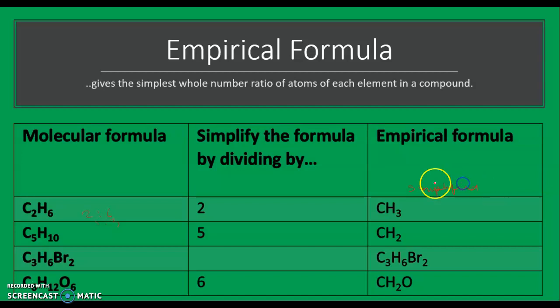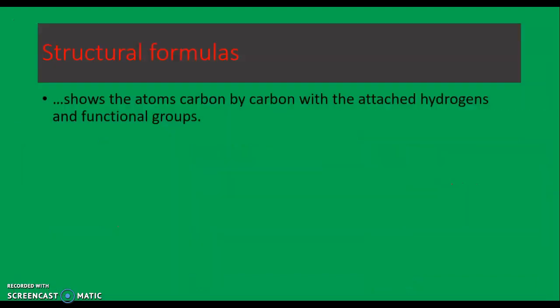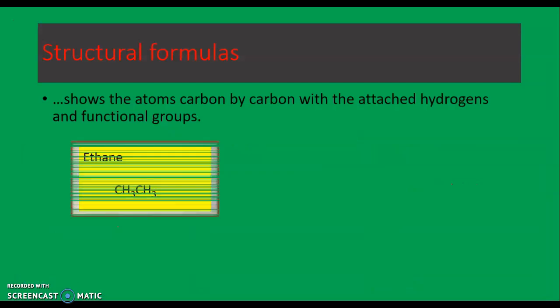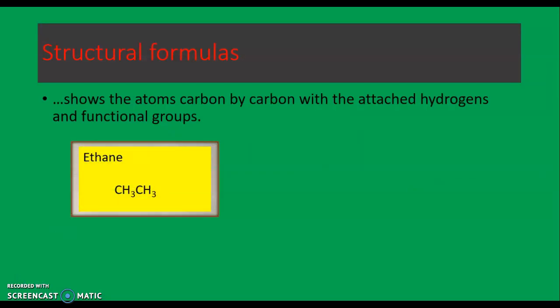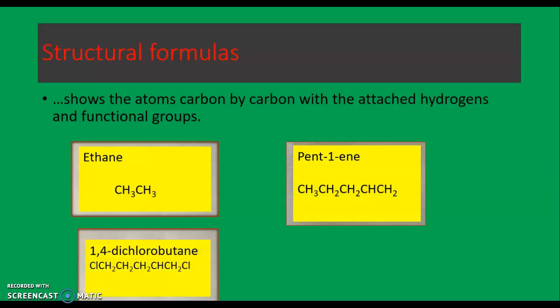The simplified formula is called the empirical formula. The empirical formula gives you the simplest whole number ratio of atoms of each element in a compound. The structural formula shows you the atoms carbon by carbon with the attached hydrogens and functional groups. So ethane would look like this. You just write CH3, CH3. That's your structural formula.